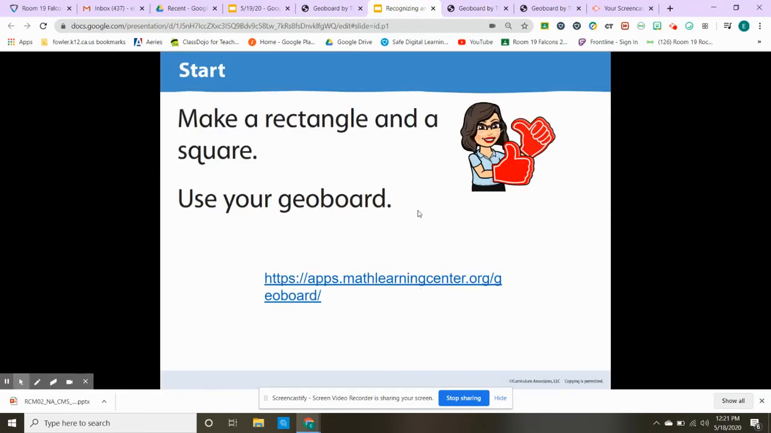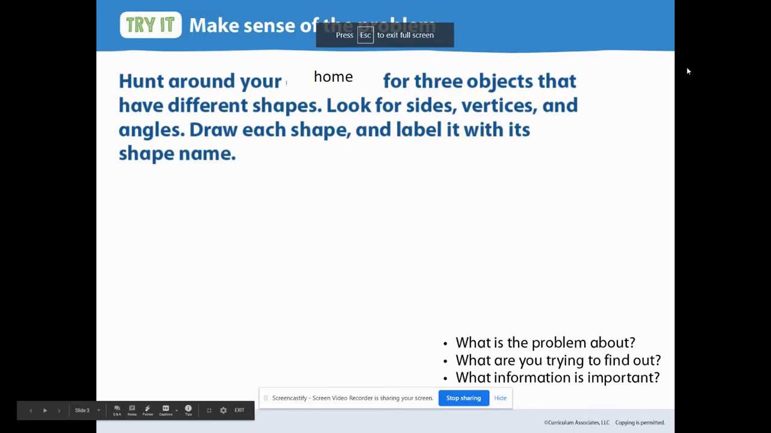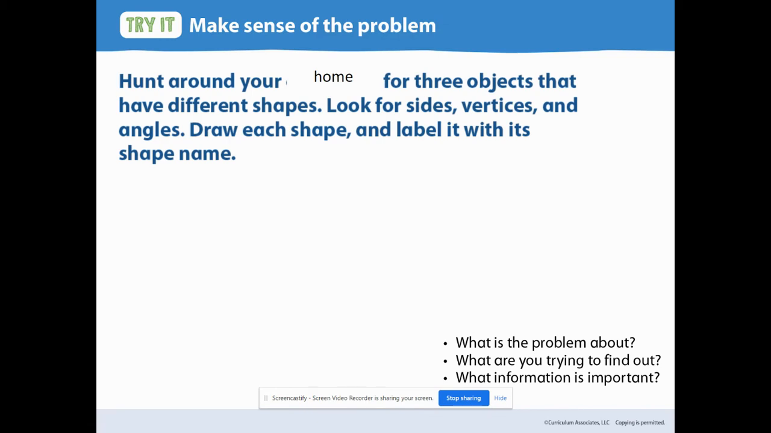Okay, my friends, here we go. We are going to get started. I'm going to make it nice and big because I want you to be able to see. Here you go. Okay, so make sense of the problem. So here's our problem, and we're going to be thinking, what is the problem about? What are we trying to find out? What information is important? So I changed this a little bit because it said classroom, but we're at home, so we're going to be using what things we find at home. It says, hunt around your home for 3 objects that have different shapes.